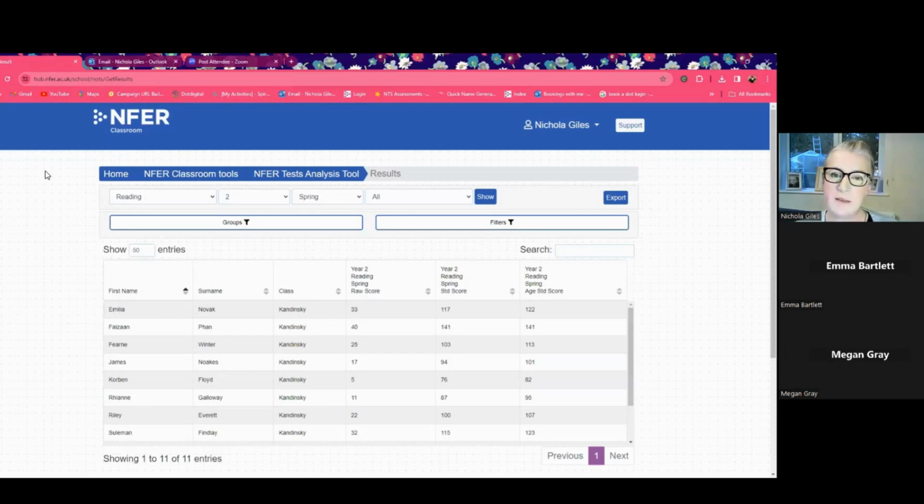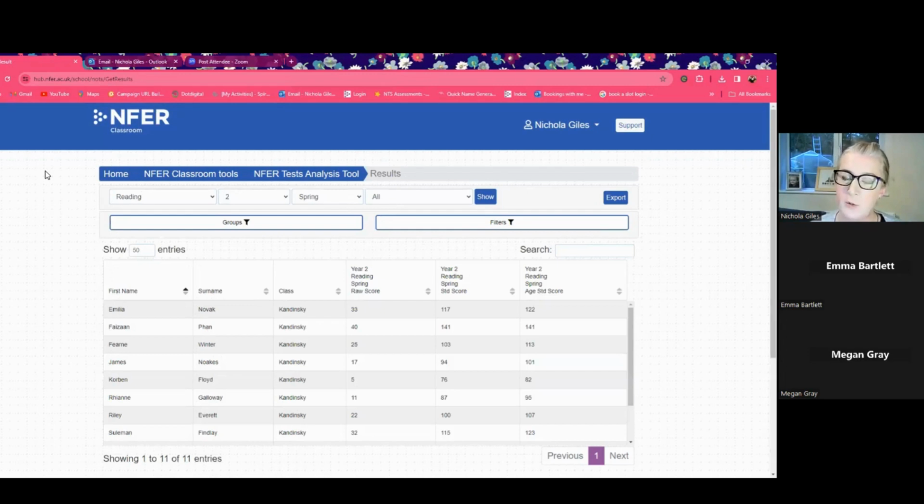So you'll be able to see, although you've got the conversion tables within the teacher guides and the mark schemes, you can also put in the raw score once you've marked the paper, and it converts it to a standardised and an age standardised score. There's something that came up in a previous webinar.